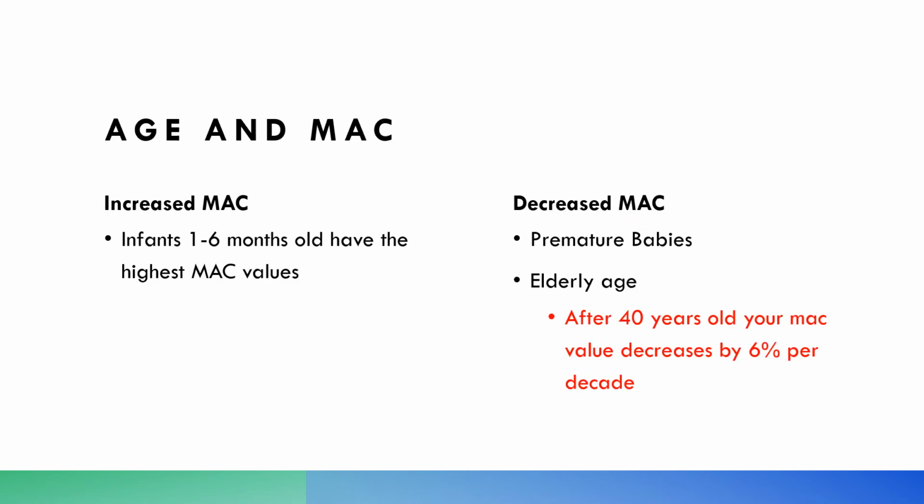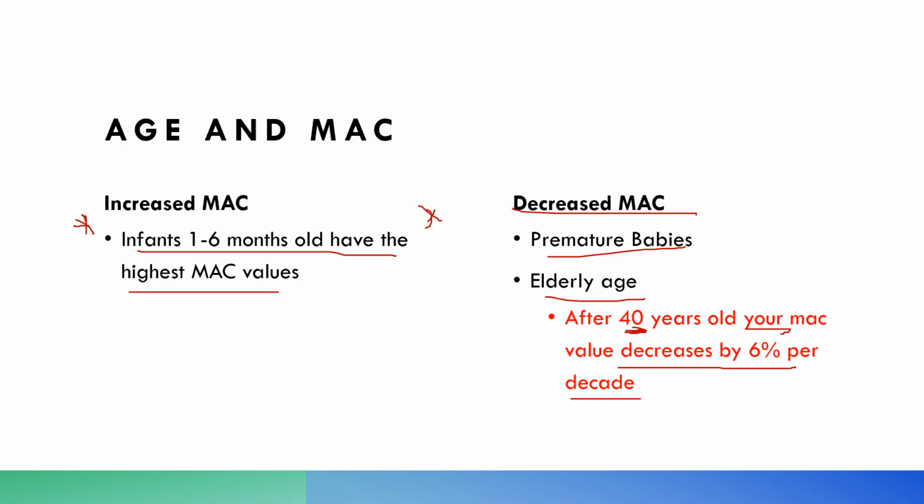When we think about age, this is extremely important. Okay, infants at 1 to 6 months old have the highest MAC values. Decreased MAC: premature babies, and then elderly age. After the age of 40, your MAC value decreases by 6% per decade. So think about that. If we had somebody that was 90, what would their MAC value be?